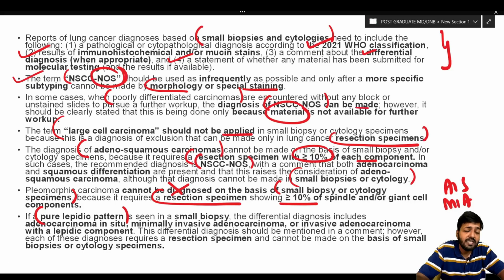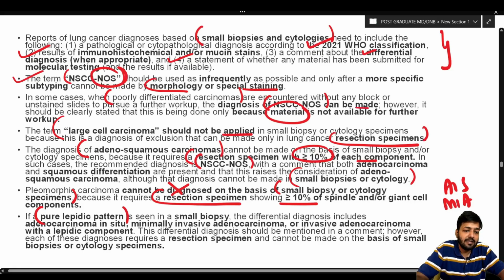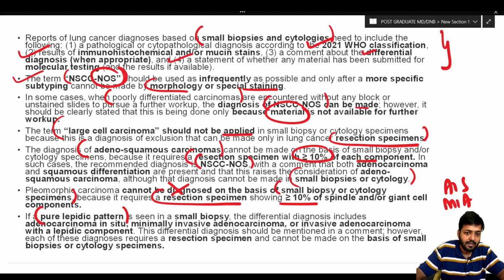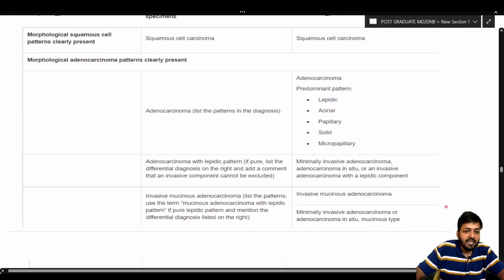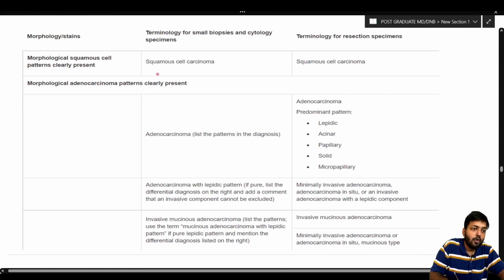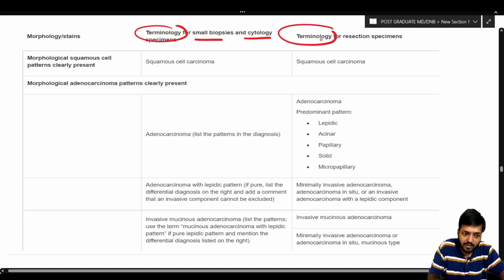Again, these diagnoses cannot be made in a cytology smear or in a small biopsy. They require a resection specimen. So these are the terminologies that we are going to use. When you are sure in a small biopsy and cytology, on the left hand side we have the terminologies for the small biopsy and cytology, and on the right hand side we have the resection specimen.